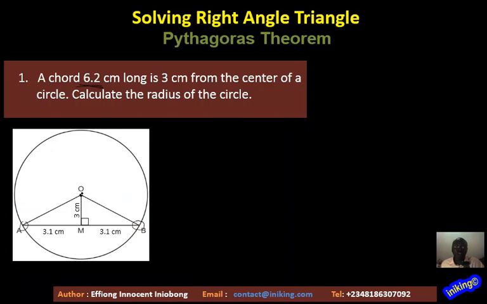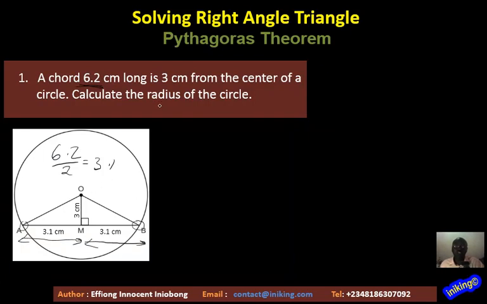6.2. Now we have drawn the line from the center which represents the distance of the chord from the center, OM. And we also know that this line is supposed to divide the chord AB into two equal parts. So we divide 6.2 by 2 and it gives us 3.1. And that's how we have 3.1 for this length and also 3.1 for the other length.